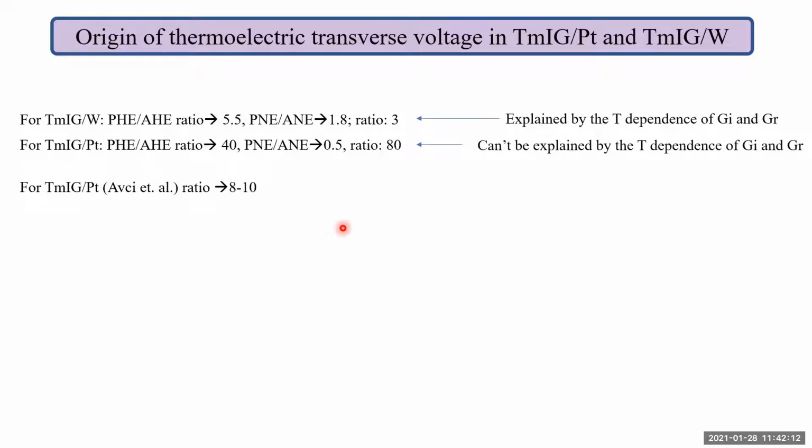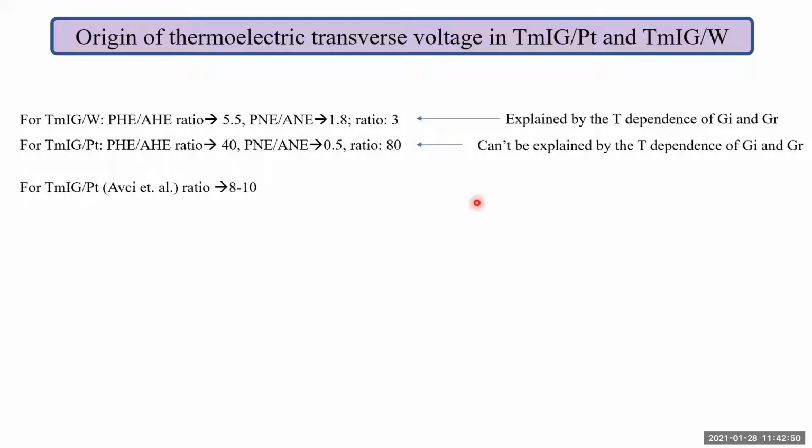The way we are explaining this, the TMIG tungsten film is cleaner because it doesn't have a magnetic proximity effect, and that's why the deviation is small. Whatever deviation we observe can be simply explained by the temperature dependence of the real and imaginary part of spin mixing conductance. Whereas for TMIG platinum, the interface is already proximatized, and we have a large deviation in PHE by AHE and PNE by ANE, and only spin Nernst cannot explain this.